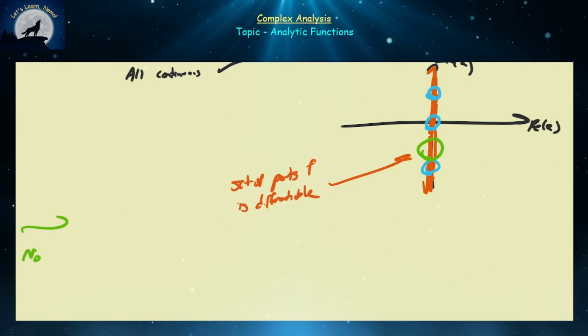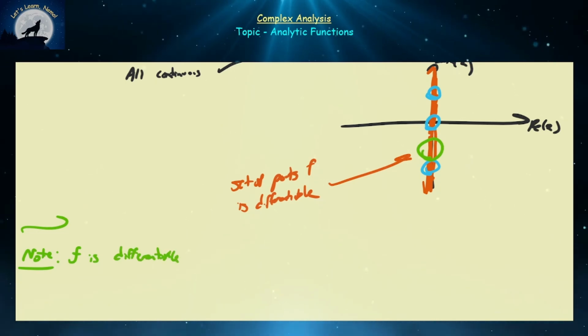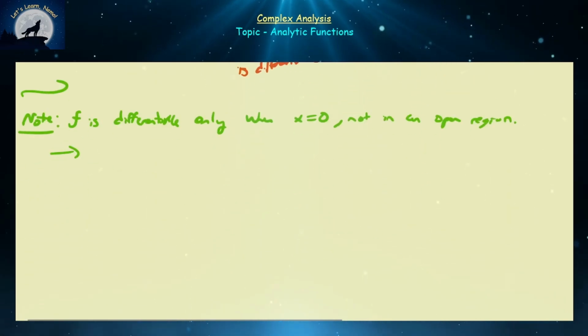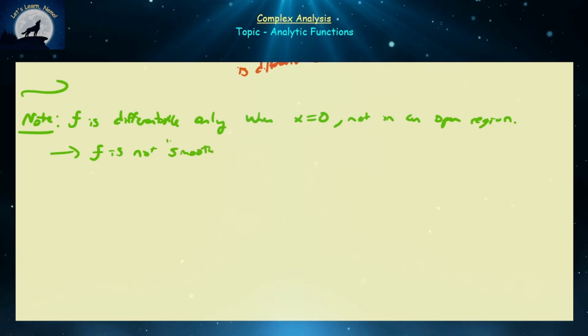So let's just make formal notes of those comments. So f is differentiable only when x is equal to 0, not in an open region around those particular points, right? So if that is the case, then we can say that f is not smooth around those points.